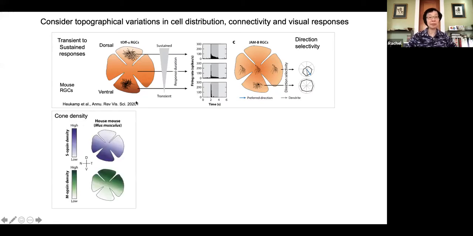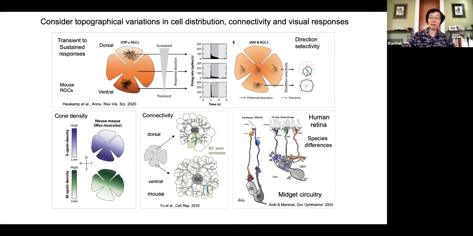We know a lot about distributions of cells not being uniform. Classic one, of course, is in the mouse retina, where cone photoreceptors that are short wavelength or long, medium and long wavelength are actually distributed across the retina in opposing gradients. And I'll really include the connectivity of cells can also change.